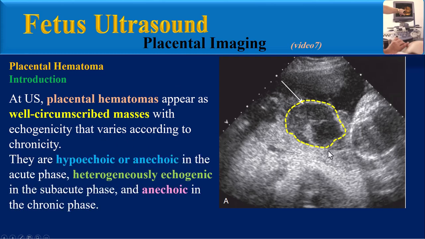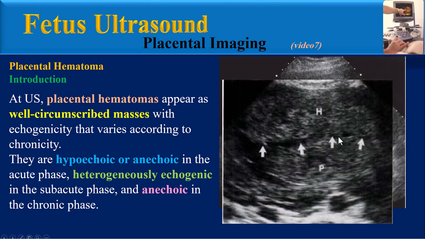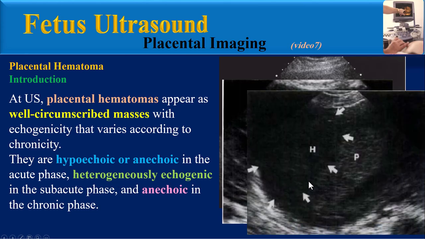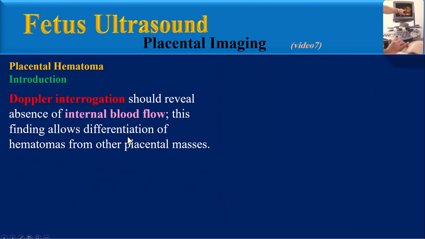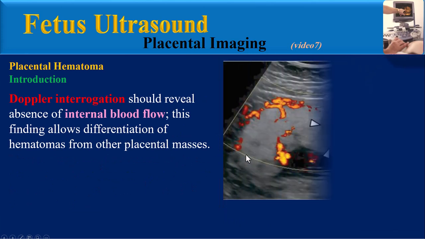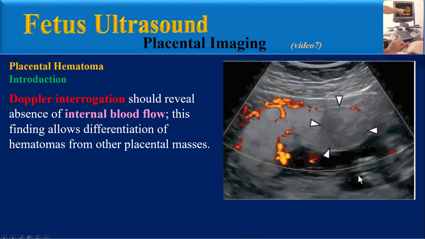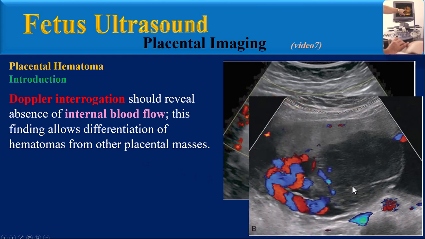They are hypoechoic or anechoic in the acute phase, heterogeneously echogenic in the subacute phase, and anechoic in the chronic phase. Doppler study should reveal absence of internal blood flow. This finding allows differentiation of hematomas from other placental masses like chorioangioma.